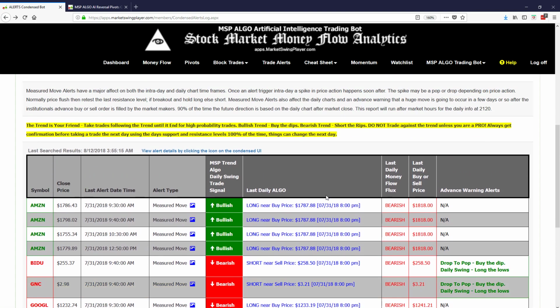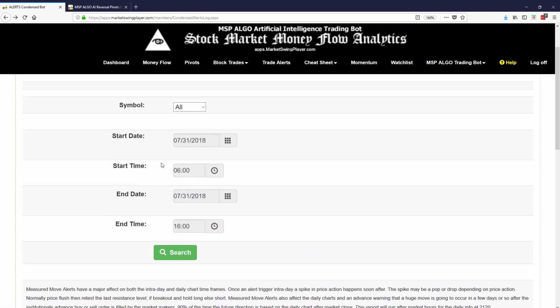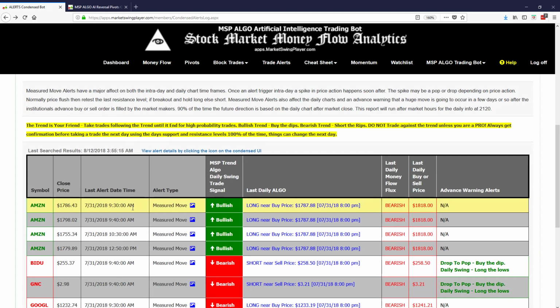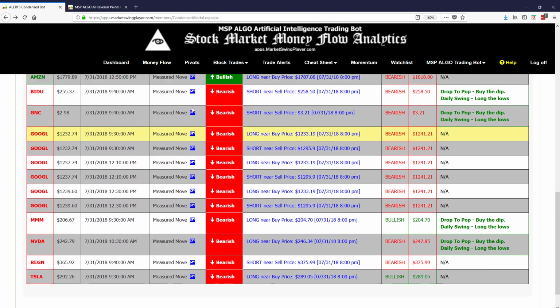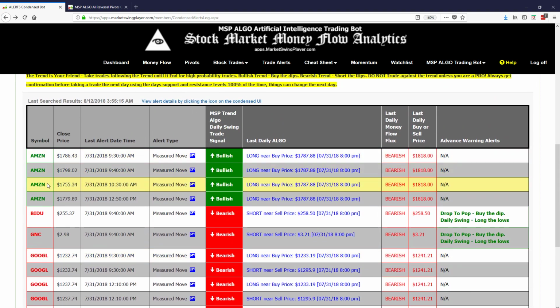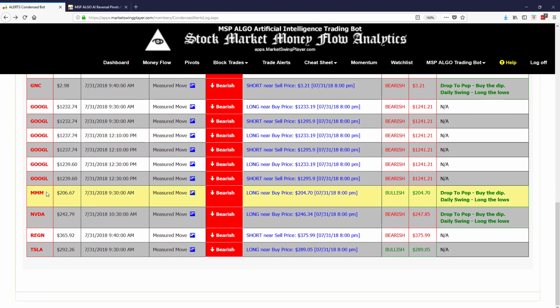Okay, so as we can see, the date that we're searching is July 31st. And we could see we had got the measured move alerts. We could see the alert type is measured move. This is the symbol or the icon of what a measured move means. Okay, so we could see that we had alerts for Amazon, BIDU, GNC, Google, MMM, NVDA, TSLA, Tesla.